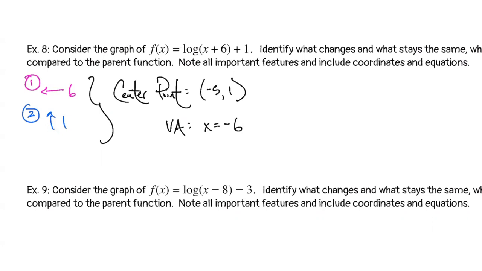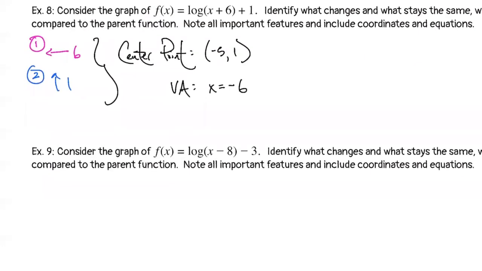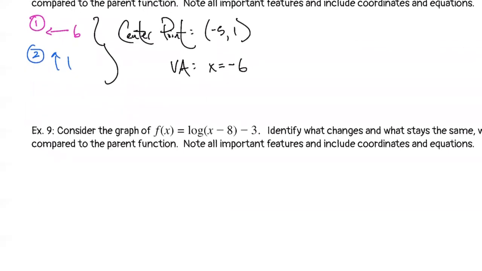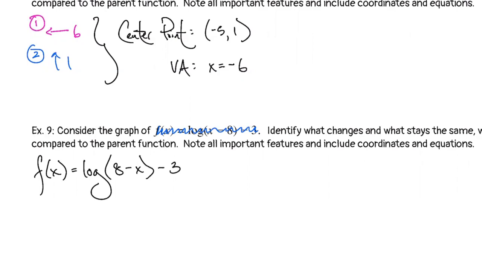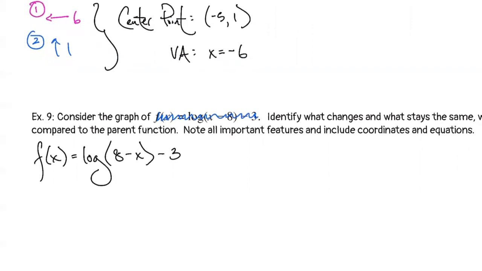All right. We're going to take a look at this last example, but I want to modify this a little bit. So I'm actually going to change this last example to really drive home a point in terms of how important the factoring piece is. Okay. So we're going to rewrite this f of x. We're going to say that we have f of x equals log of 8 minus x minus 3. Okay. 8 minus x minus 3.